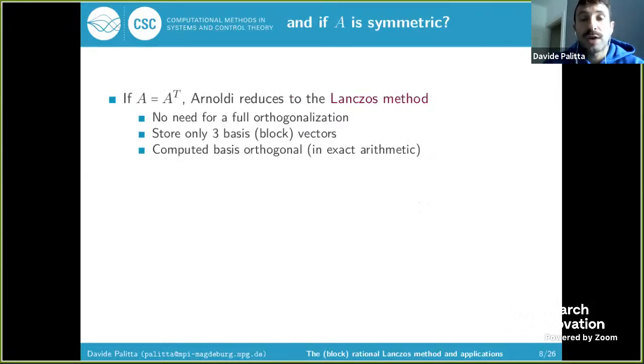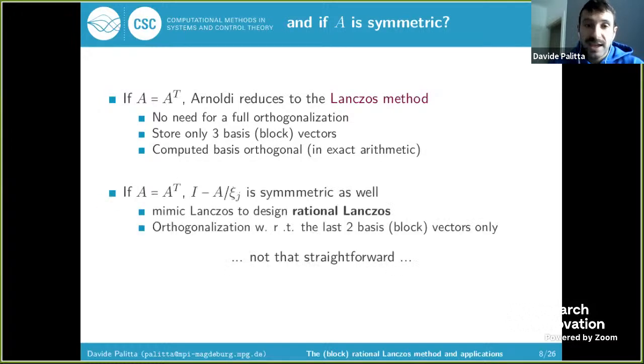And we know that when A is symmetric, polynomial Arnoldi reduces to the Lanczos method. So we don't need to perform a full orthogonalization. We can store only three basis block vectors, and the computed basis is orthogonal in the Lanczos method, even though we don't perform a full orthogonalization.